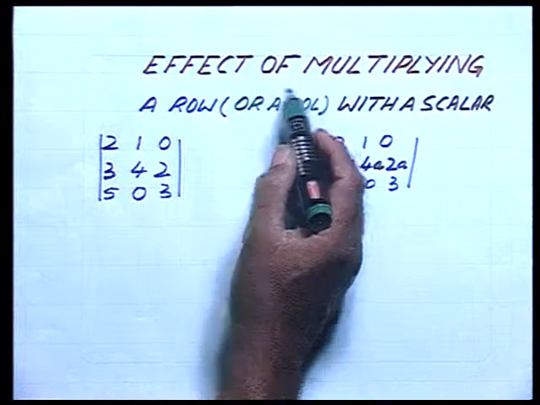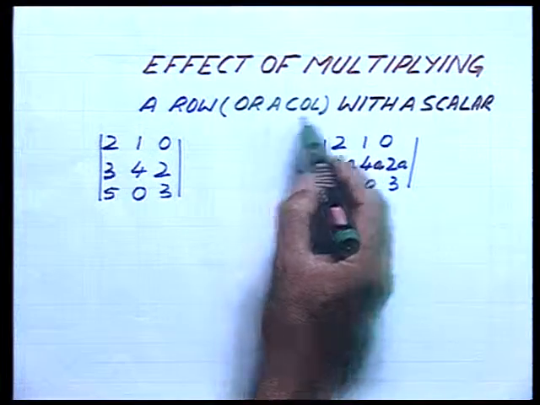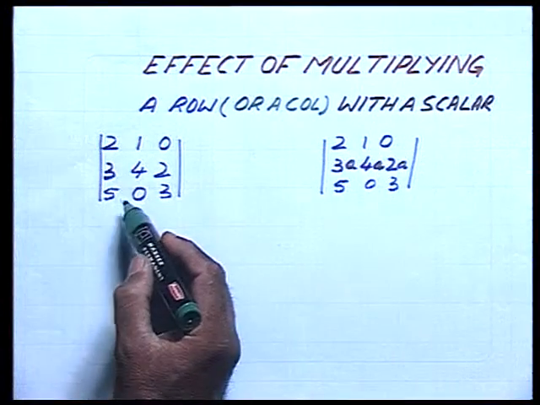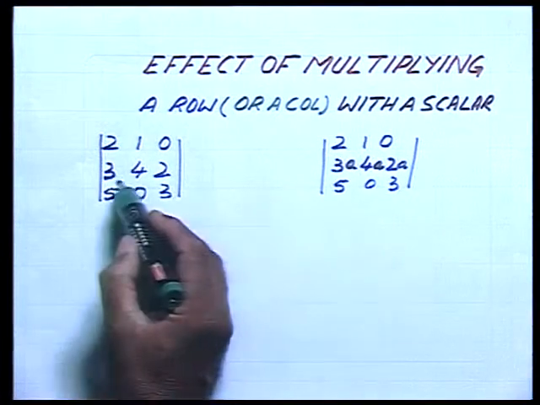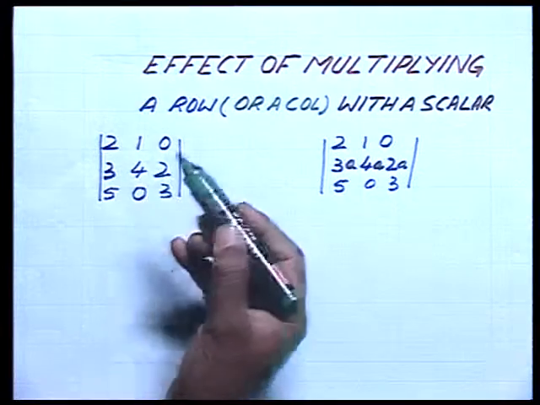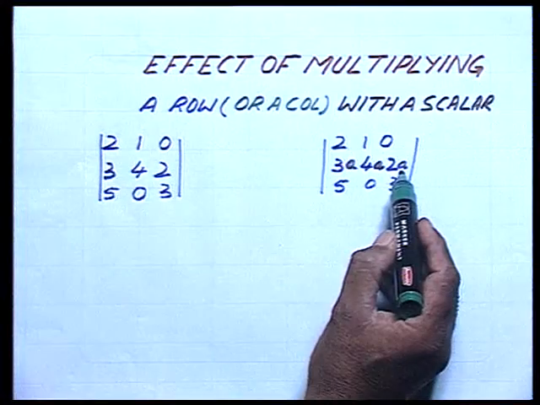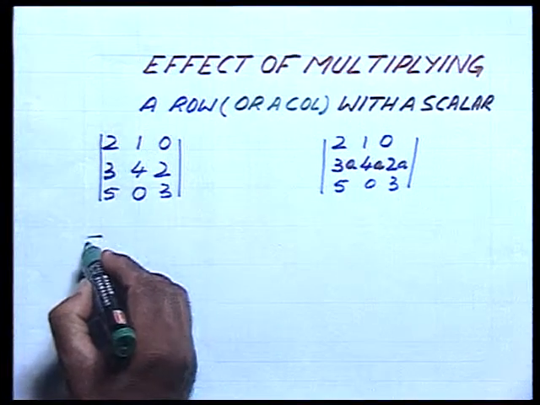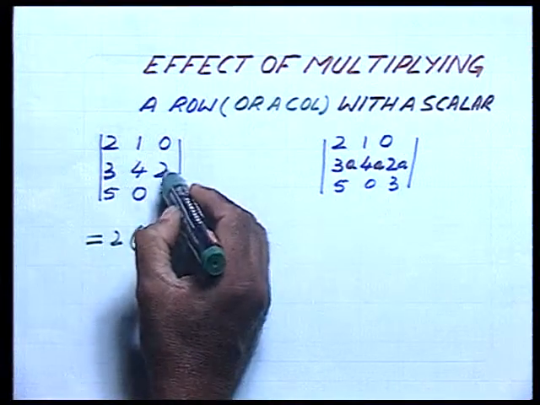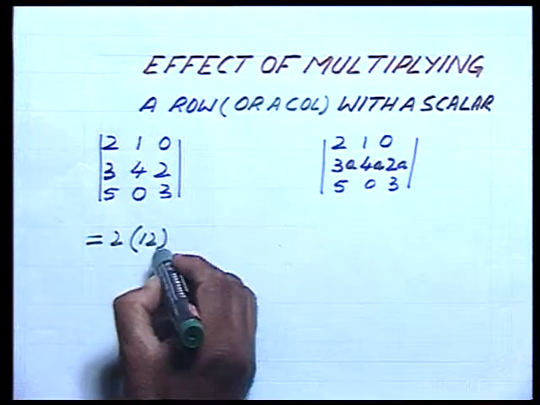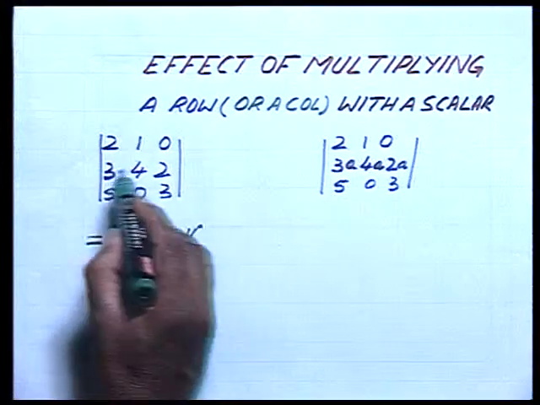Here we are taking up the effect of multiplying a row or a column with a scalar. We took this determinant 2 1 0 3 4 2 5 0 3 and multiplied just any row at random, or any column, we can do that. I multiplied this 3 4 2 with a, a scalar, remember, and in case we find the value of this, it gives me 2 into 4 3s are 12 minus 0, this is 12, minus 1 into this is the determinant 3 2 5 3.